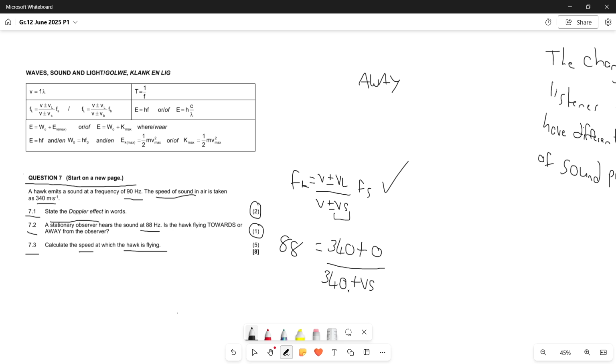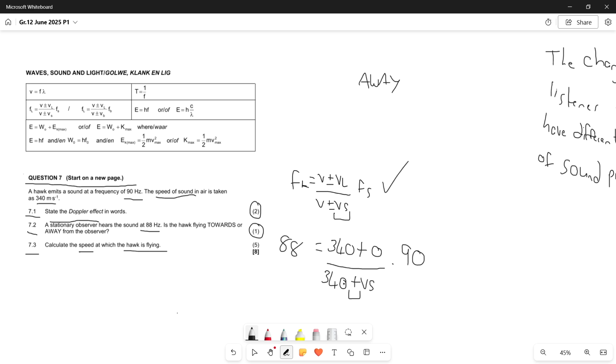And the reason we make this a plus and not a minus is because the source is flying away, which means we are going to have a bigger value at the bottom. Dividing by a bigger number at the bottom will make the frequency that the listener perceives smaller than the frequency of the sound source, because the sound source frequency is 90 over here. But what we can see is that the source is 90, but the perceived frequency is 88, which means we have to divide by a bigger number here in order to get a smaller number here, because the frequency the listener perceives is indirectly proportional to the velocity of the source.